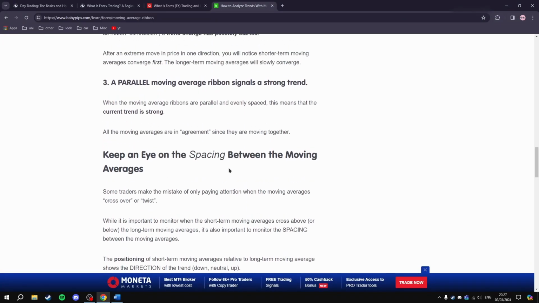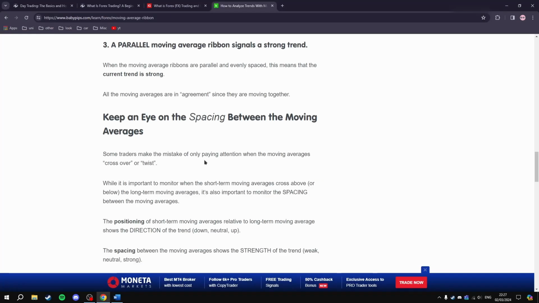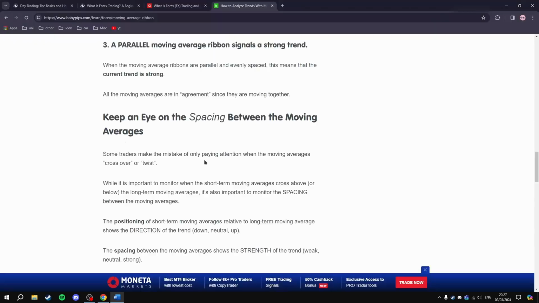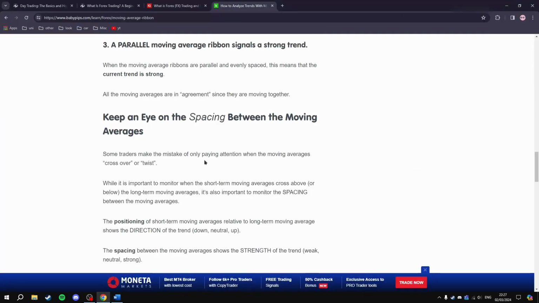A parallel moving average ribbon signals a strong trend. When the moving average ribbons are parallel and evenly spaced, this means that the current trend is strong.